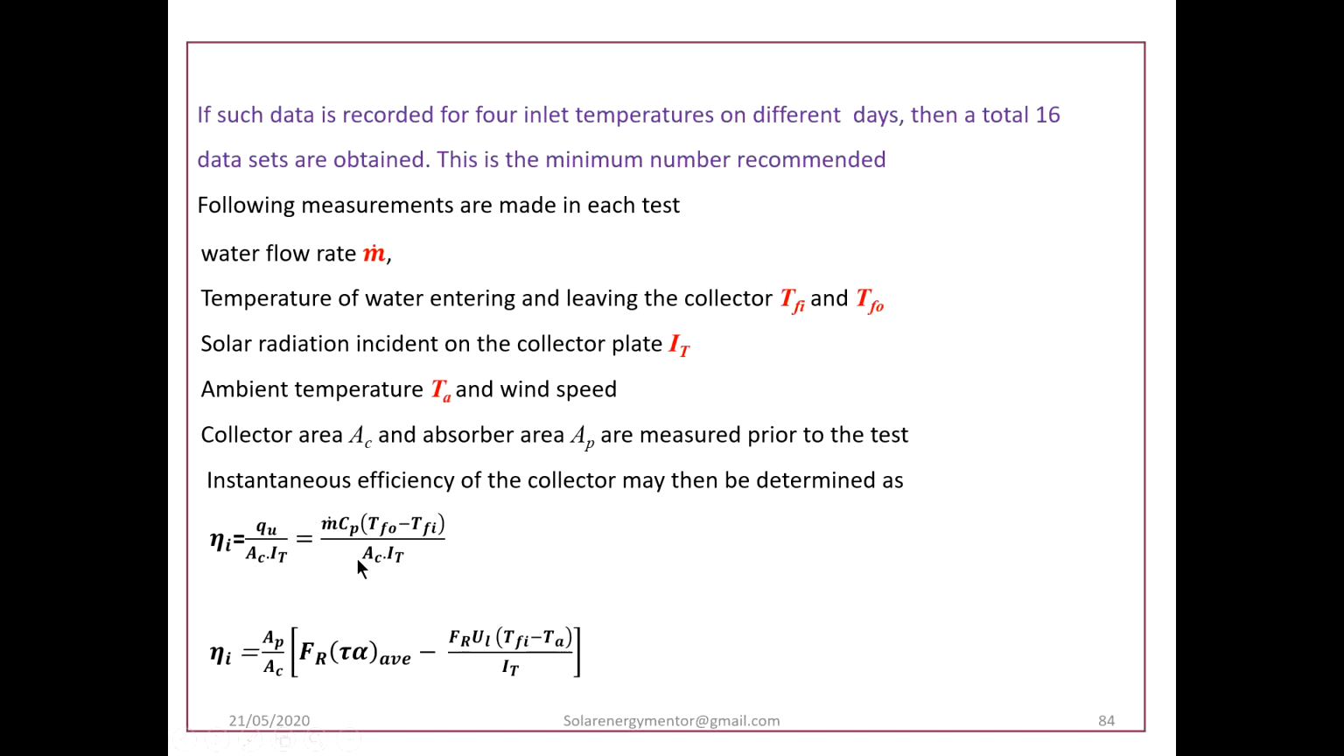So this instantaneous efficiency, the useful heat gain rate, is also expressed in terms of the Hottel-Whillier equation. So useful heat gain rate QU by AC upon IT, the instantaneous efficiency expression, can also be written in this form using the Hottel-Whillier equation. The expression is AP upon AC. While calculating QU using the Hottel-Whillier equation, we use the aperture area. So this is aperture area by collector area, where the collector area is from the denominator here, and then FR tau alpha average minus FRUL into TFI minus TA upon IT.